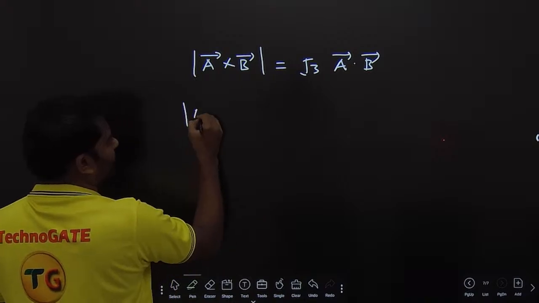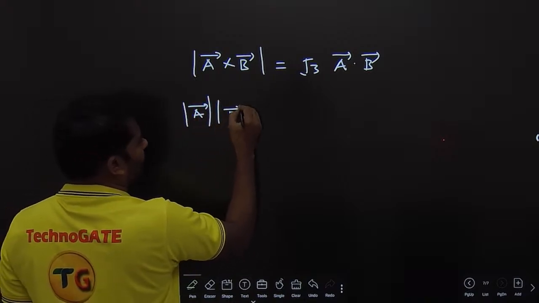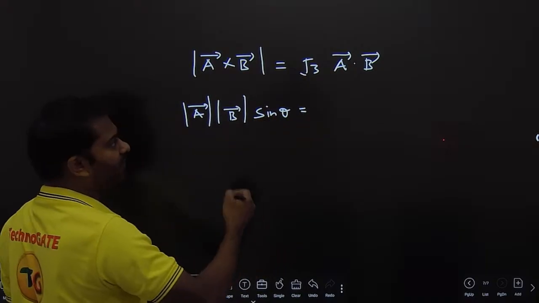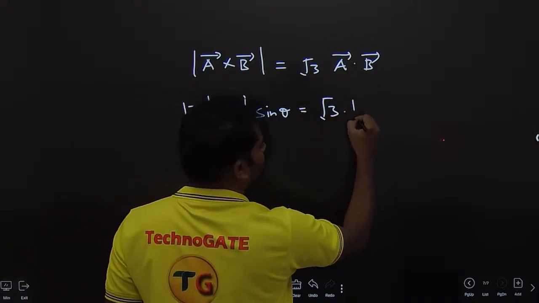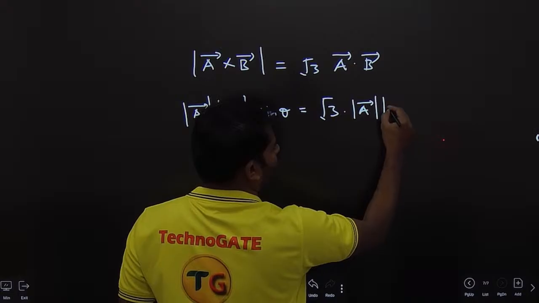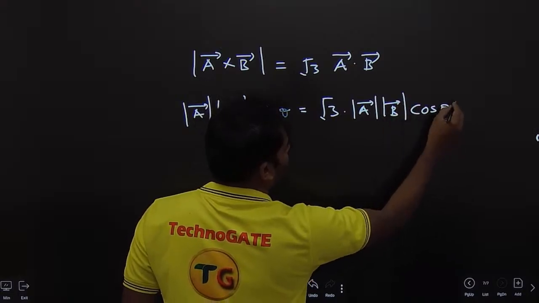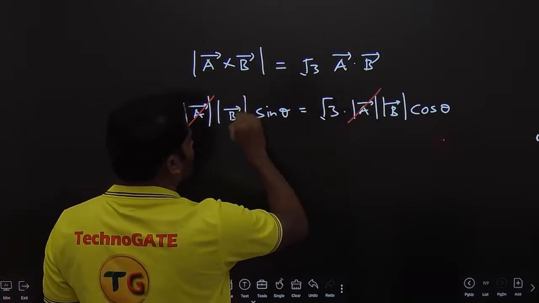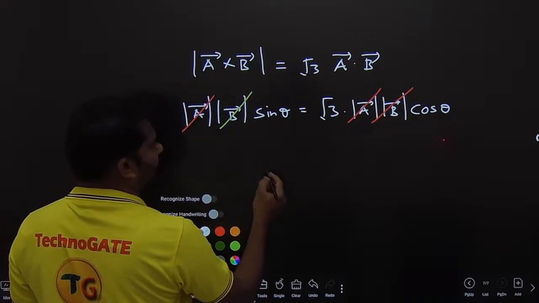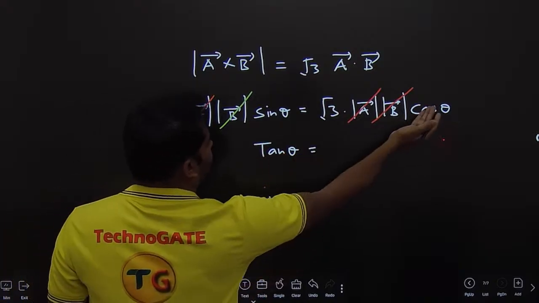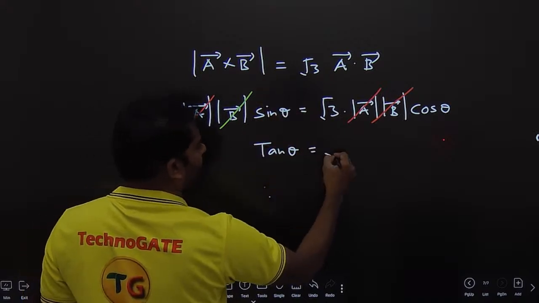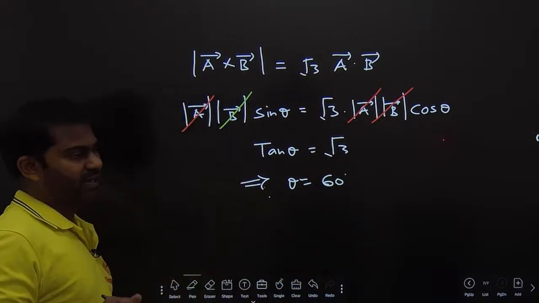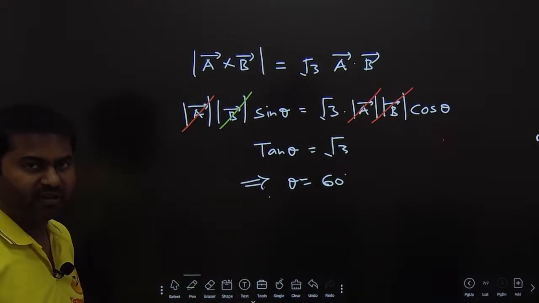Modulus of a cross b is nothing but modulus of a into modulus of b into sine theta, where theta is angle between a and b. Here on the right hand side we have a dot b, so we have modulus of a, modulus of b into cos theta. Again, theta is angle between both a and b. If you simplify, modulus a and modulus b will go off, and we are getting tan theta, because when this cos theta comes this side, sin theta by cos theta will become square root of 3. This implies theta value is nothing but 60 degrees. So we are getting the answer that the angle between a and b is equal to 60 degrees.